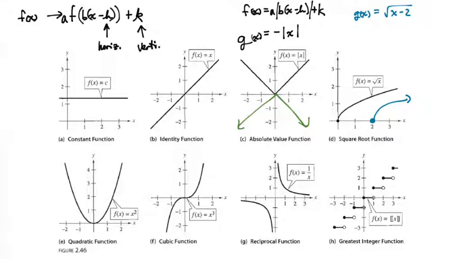If I had a k there, like let's say just +1, then that would move my function up with the shift to the right. So we had a shift to the right and up if we had a -2 and a +1.